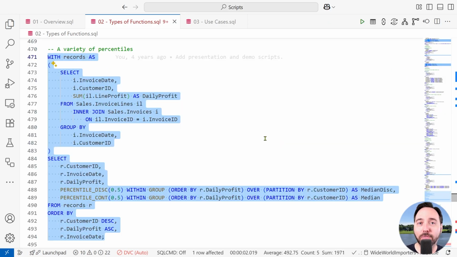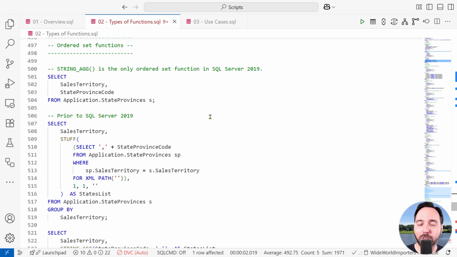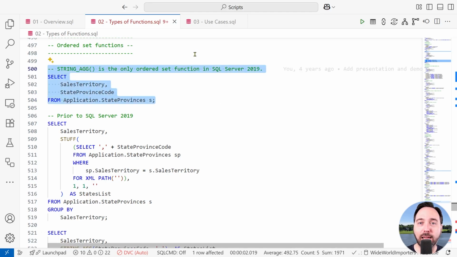Now let's talk about the final class of function, ordered set functions. These aren't actually window functions, but they are second cousins, so they're close enough. SQL Server 2022 has a few of these. The first one to arrive was STRING_AGG, which we saw in SQL Server 2019.